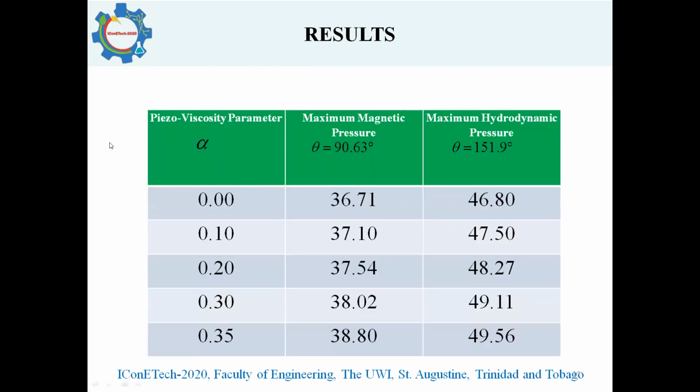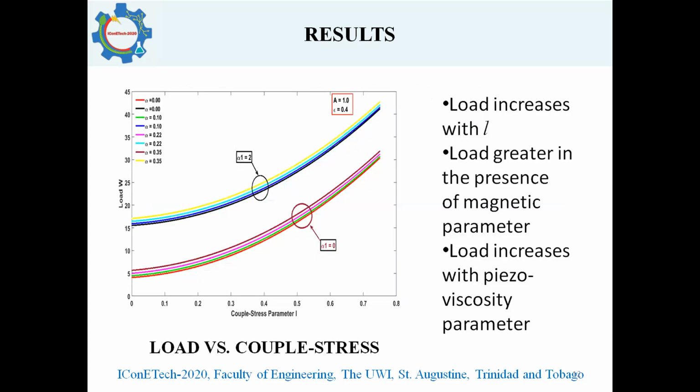Also, we have a numerical value showing that as alpha increases from 0 to 0.35, the maximum pressure increases, both the maximum magnetic pressure and the maximum hydrodynamic pressure. The lowest occurs at 0, because this piezo-viscosity parameter is concerned with the variable viscosity. As we increase that, the maximum pressure increases for both magnetic and hydrodynamic pressure. Also, how does it affect the load carrying capacity?